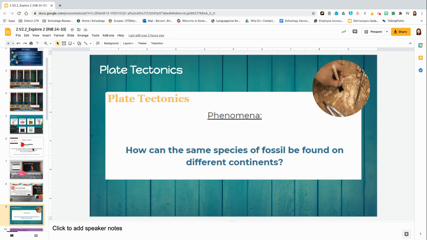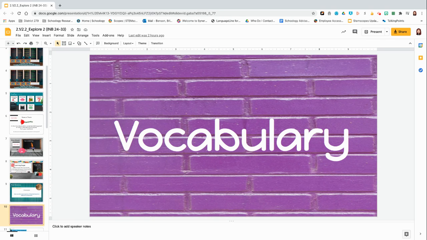So the phenomenon we're focusing on in this chapter is how can the same species of fossil be found on different continents? We're going to review some vocabulary to help us out.